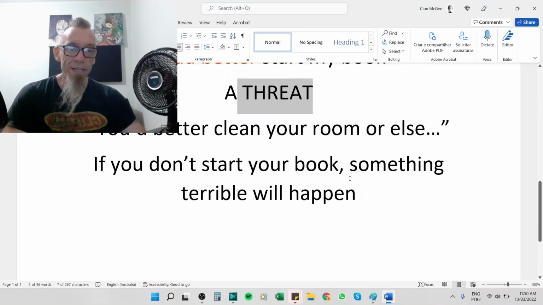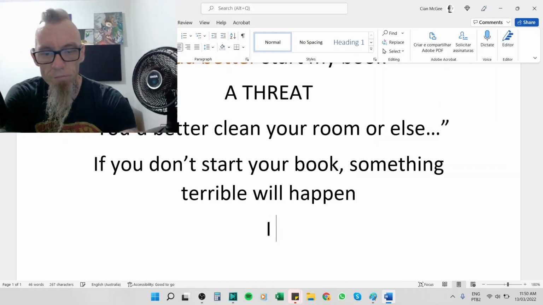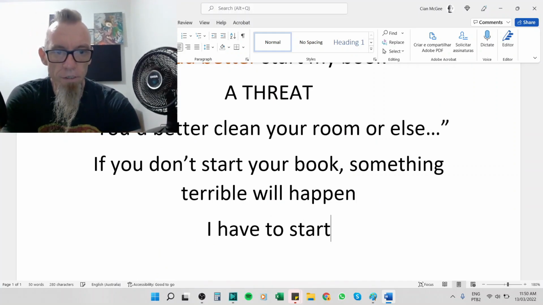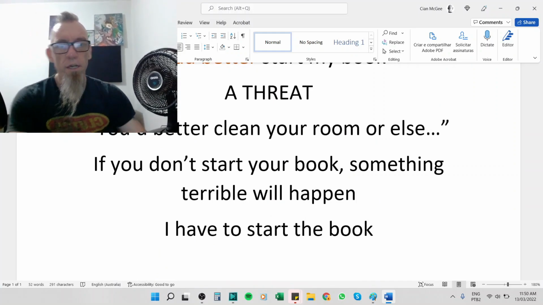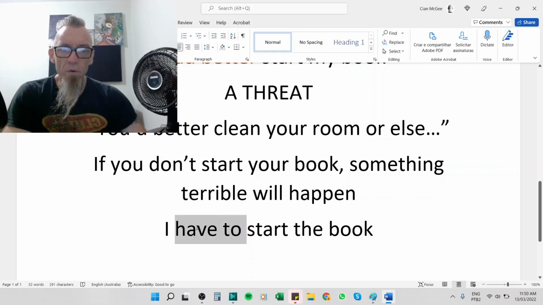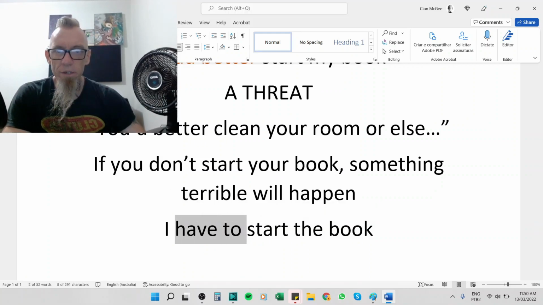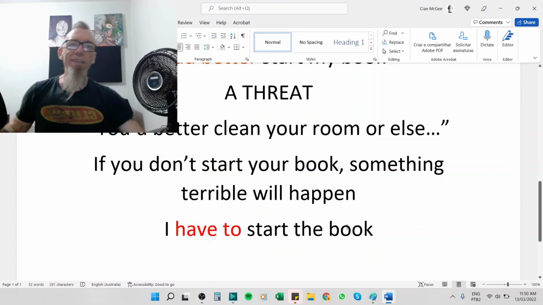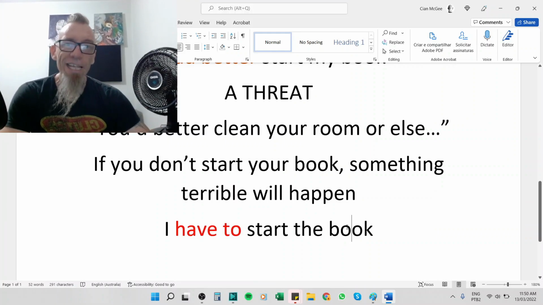So then you get to this point here. "I have to start the book." And when we think, well, what is "have to"? Well, your answer to this will be obligation. And I say, fuck that. Same thing in Portuguese, obrigação. No, tenho que isn't obrigação.